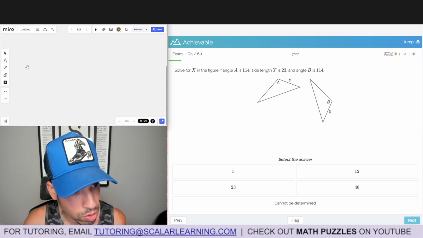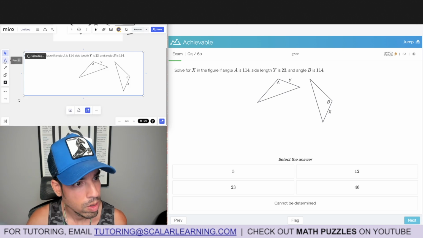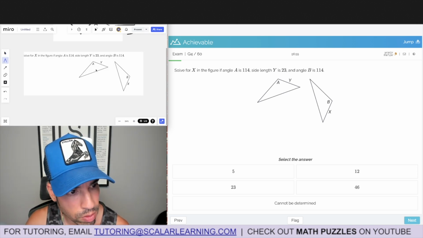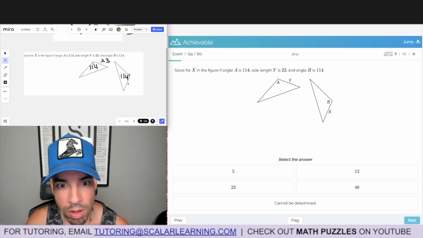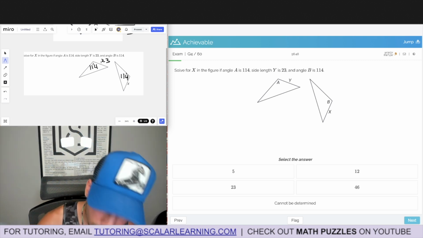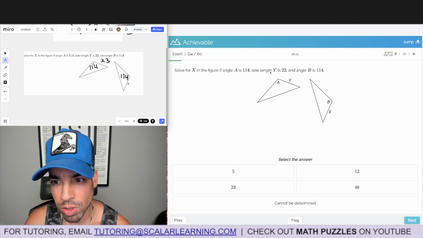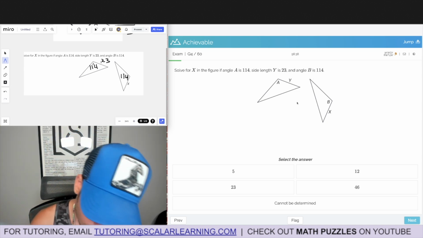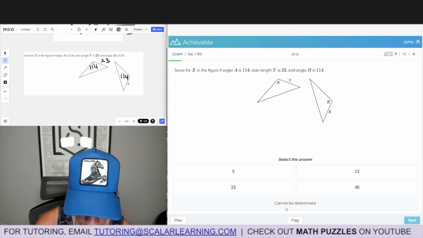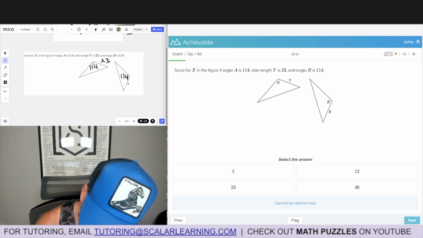Okay, let's get this up here as well so we can annotate a little bit. Okay, boom, boom, boom. So we got angle A is 114. Whoops, 114. Side length Y is 23. And B is also 114. Okay, hold on. Solve for x. Y is 23. Wait, what? Hold on. Solve for x in the figure. If angle A is 114, side length Y is 23. Angle B is 114. What? This doesn't make sense. Oh, it cannot be determined. Okay, that's the answer. Yeah, because we don't have any information if the triangles are similar, proportionate, congruent, so cannot be determined. Okay, boom, done.